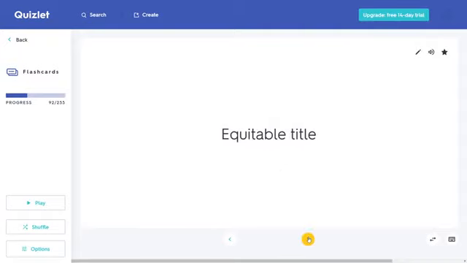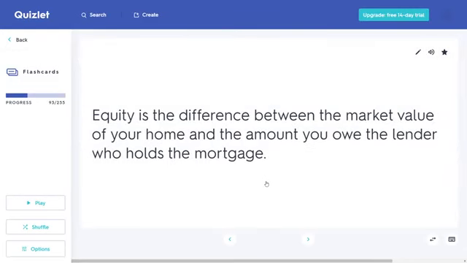All right, next one. Equity. So we're keeping with the EQ words. What's equity? All right. Here's a few seconds for you guys to think this one over. Okay. What is equity? Do you guys know? Equity is the difference between the market value of your home and the amount you owe the lender who holds the mortgage. It's pretty simple.